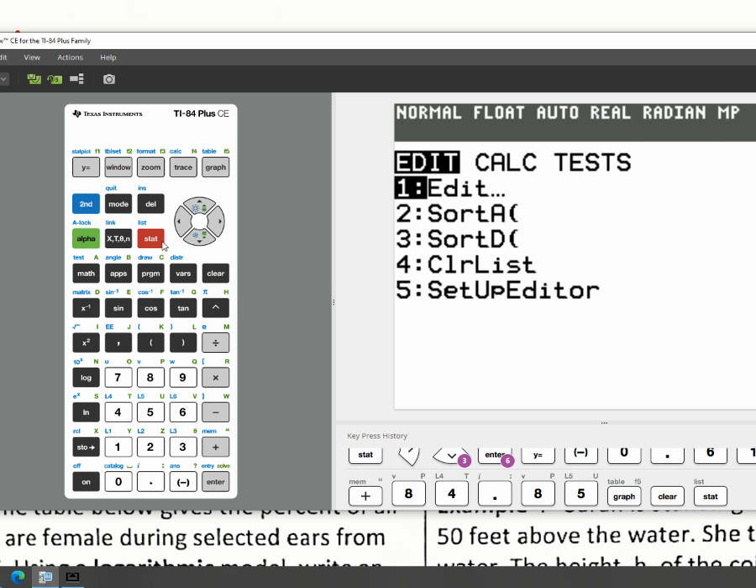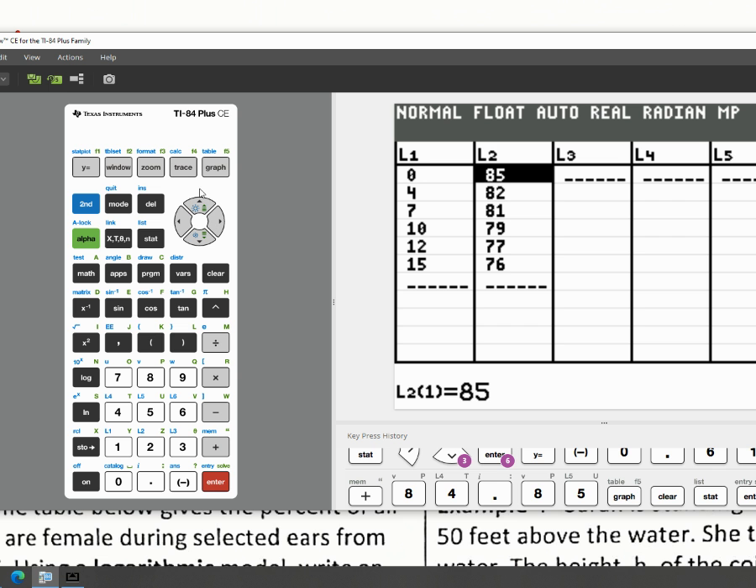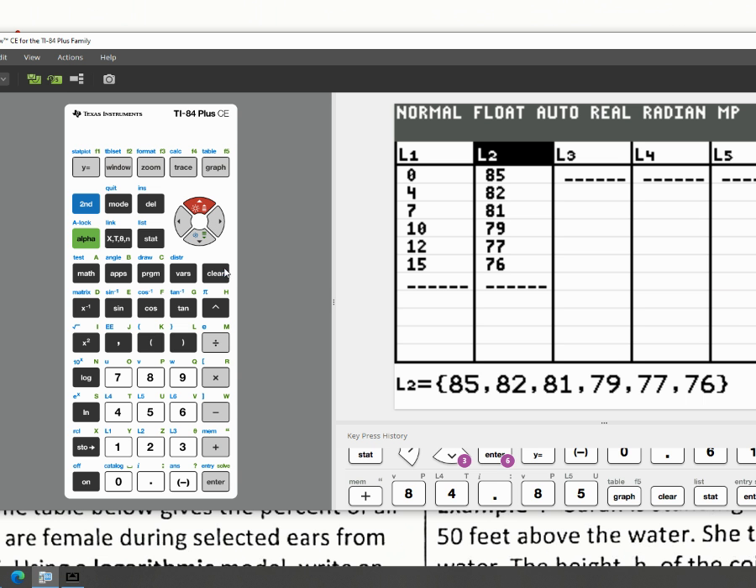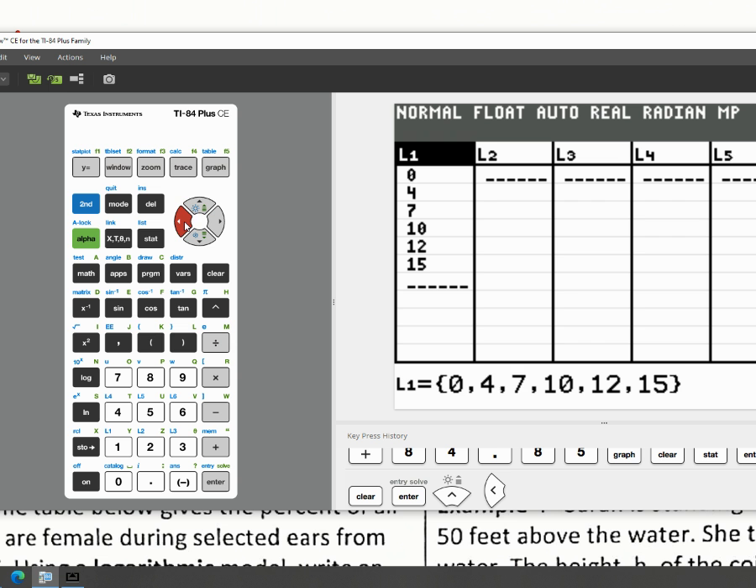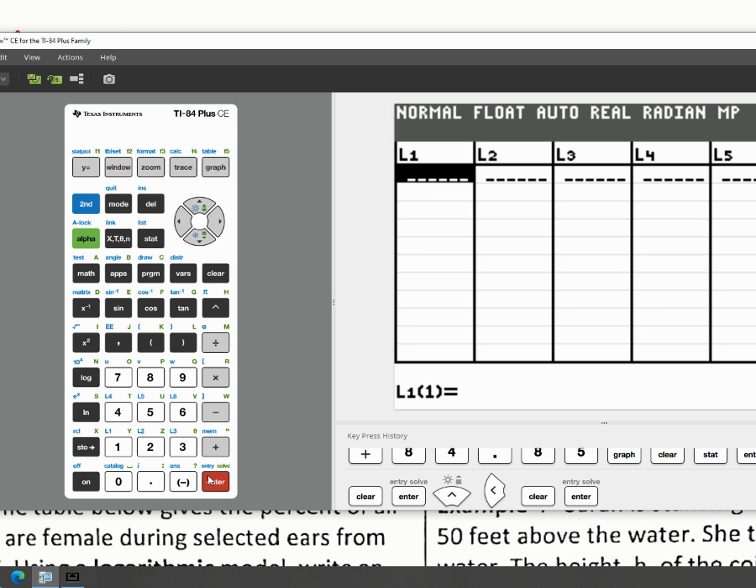Let's go to our calculator. Let's go to Stat, Edit. And what I would suggest is you go up here and you clear, enter the list. Clear, enter. Don't delete, please. Don't delete it. Just clear it. So here we go. Let's enter this.